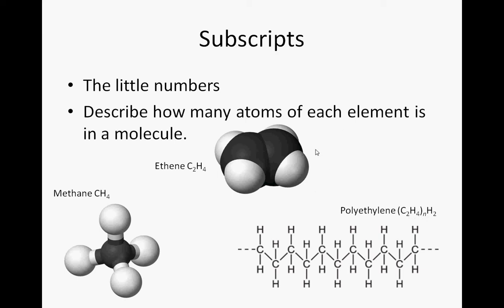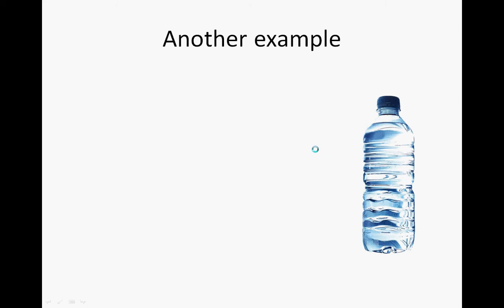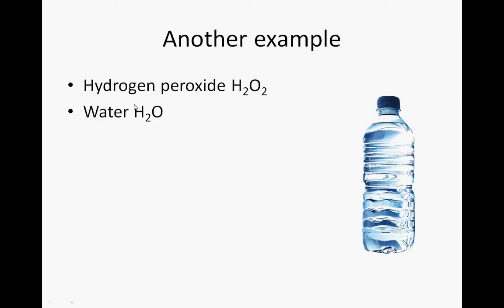Let's look at another one. Here's another example. We're going to look at water and hydrogen peroxide. So here's water, H2O. That's nice. We like to drink it. It's good for us. And here's hydrogen peroxide, H2O2. You notice the only difference is the subscript on the O. This is a 1, that's why it's not written. And this is a 2. So for every 2 hydrogens, there's 2 oxygens in hydrogen peroxide. In water, there's 2 hydrogens for every 1 oxygen.